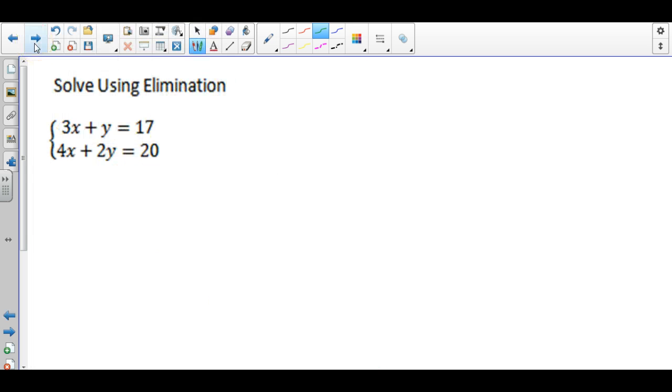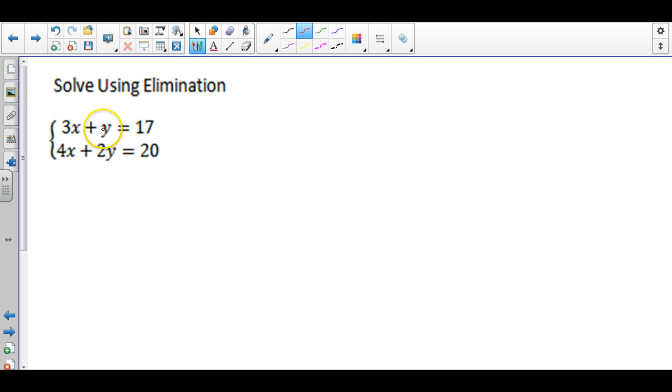So for the next ones, we are going to solve these using elimination, which we call linear combination, which is where we're trying to eliminate a variable by adding the two equations together. So you're combining two linear equations. That's why it's called linear combination. So let's say I want to eliminate my x values. If I were to do that, I would need to find some kind of multiple that 3 and 4 go into, and that means I would really have to multiply both equations.